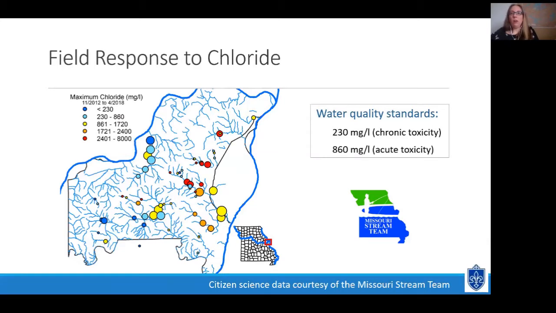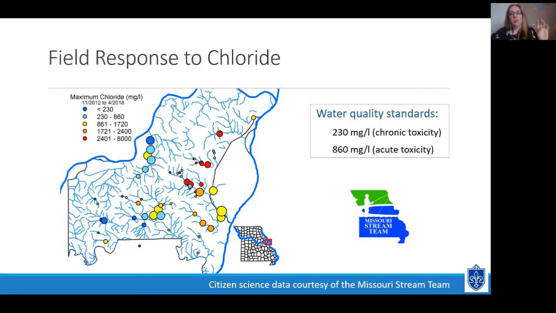The sites in blue are sites that remained below the chronic toxicity level. The sites in light blue stayed below the acute toxicity level as the maximum concentration. And then sites in yellow, orange, and red all had concentrations that were over the acute toxicity threshold to one degree or another. And then the size of the dots are related to the size of the watershed that drains to that sampling. So we can see that as we move away from downtown, there are fewer sites with high chloride concentrations.